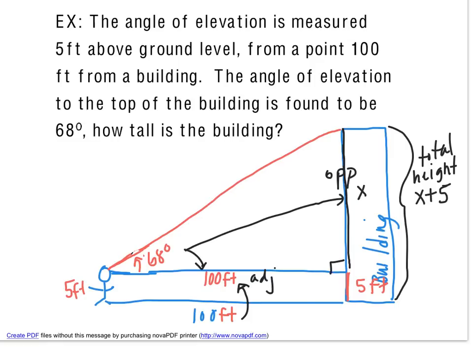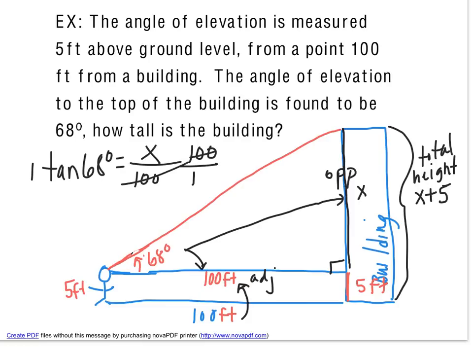All right, opposite and beside this one, we have adjacent. Opposite and adjacent is going to be tangent. So we get tangent of 68 degrees equals x over 100. Multiply both sides by 100. And let's see, 100 times tangent of 68, and you get x is 247.5 feet. It says how tall is the building?